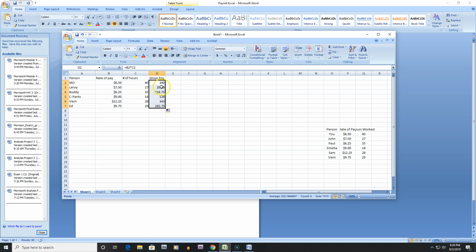I click on that edge there to draw that down. I want this to be currency because that's what we're dealing with. And there is my full money that I would be making.